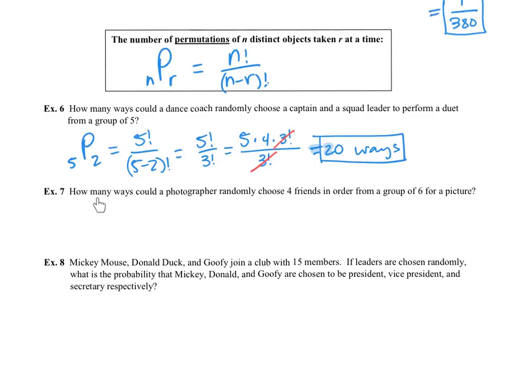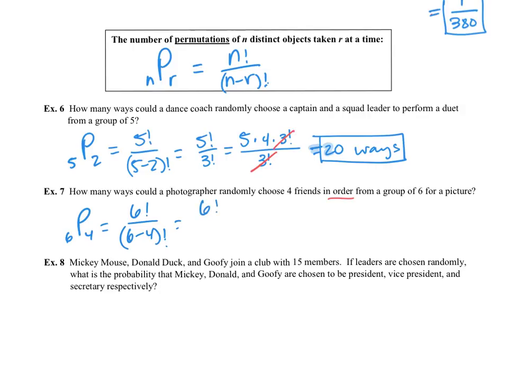Okay, example 7 says, how many ways could a photographer randomly choose 4 friends? Notice it says in order, from a group of 6 for a picture. So since order matters, like you're going to say, Sally, you're going to be in the first position, and John, you're going to be in the second position, etc. So since order matters, this is a permutation. So we're going to take a permutation of 6 people taken 4 at a time. Okay, so if we use this formula up here, this is n, so we're going to put 6 factorial in the numerator over 6 minus 4 factorial, and then we can simplify that.